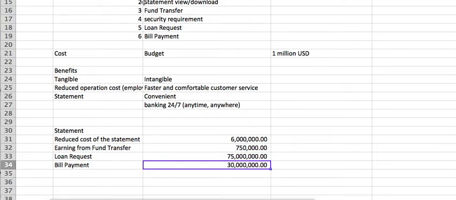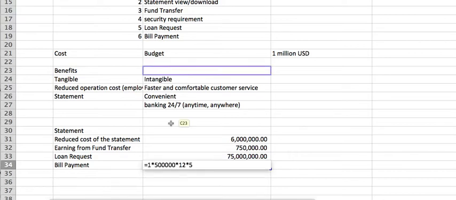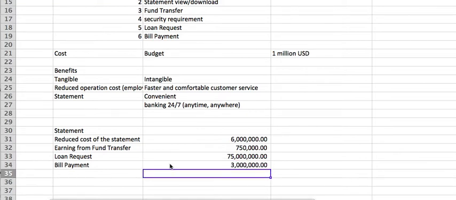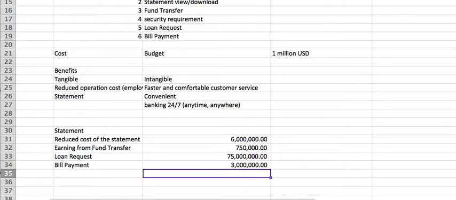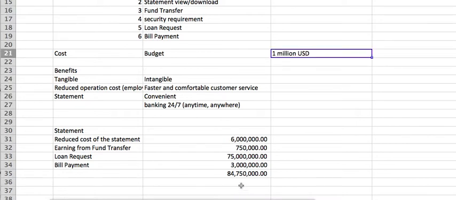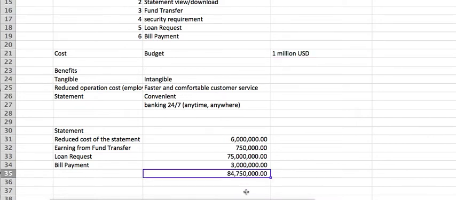Maybe if 500,000 sounds too big an amount, we can reduce it to 50,000 per month, so that fewer people are paying. That's still a good amount of money. So for 1 million that you are investing, you are expecting 84 million dollars as income, and I have not even added the reduced operation cost, that is the employee cost and the office cost.